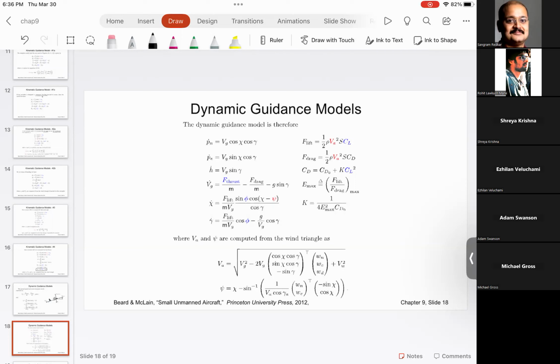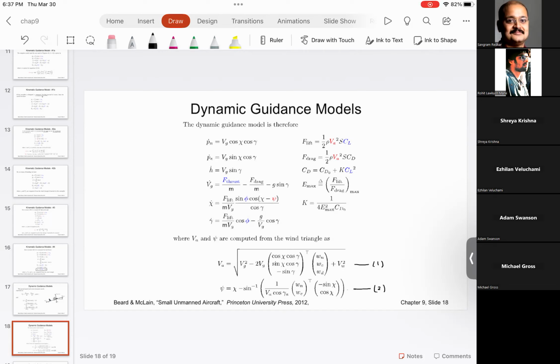And you can actually use this to find the airspeed VA. So this you can use to find airspeed, and you can use this to find heading. And all these equations together provide you a comprehensive design equation set that can be used for your autopilot design.